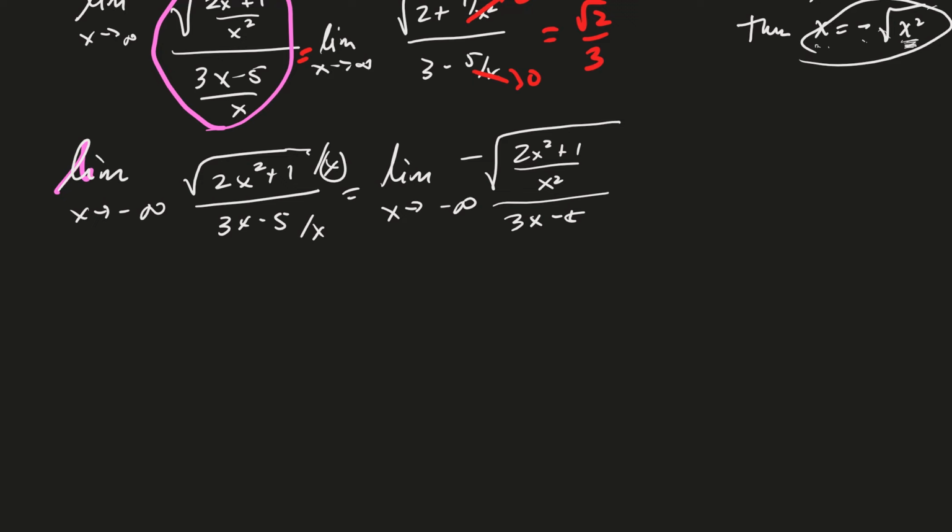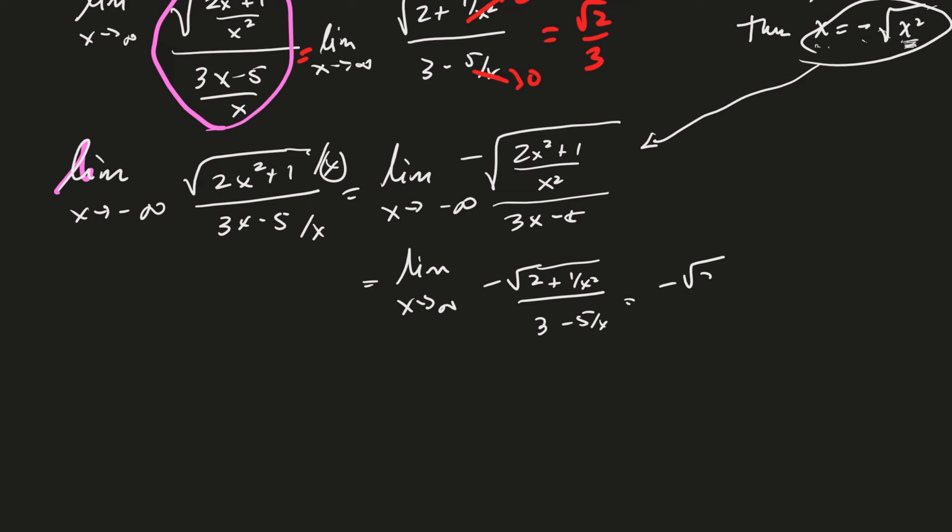Okay, so this is my reasoning here. And now the same algebra occurs. I'm going to end up with minus the square root of 2 plus 1 over x squared divided by 3 minus 5 over x, and so I'll have minus square root of 2 over 3. Good. Okay, so that's probably the trickiest case in this section.